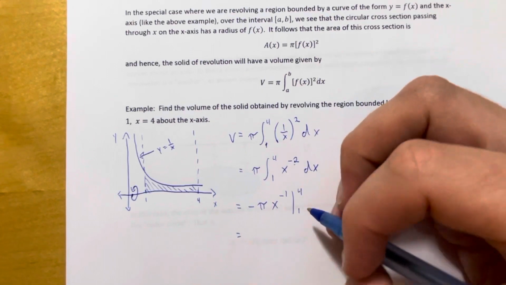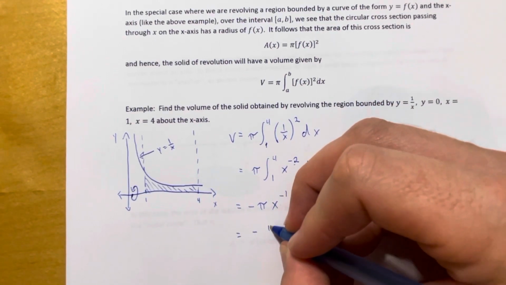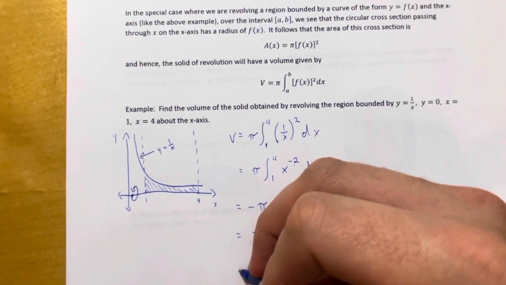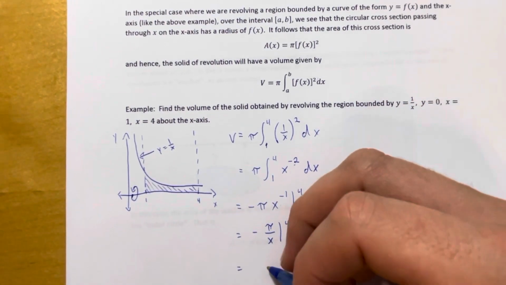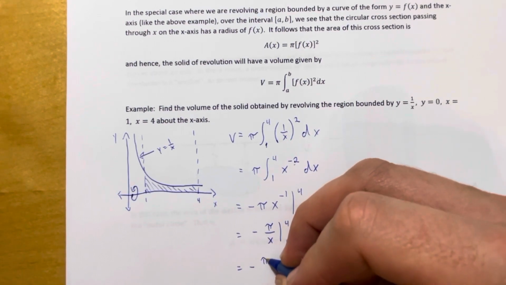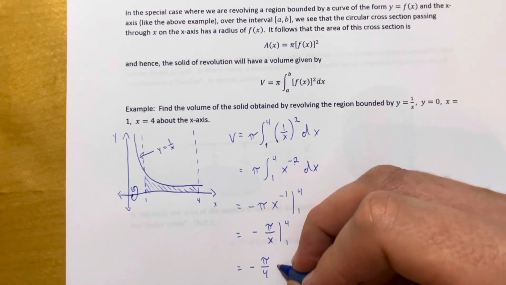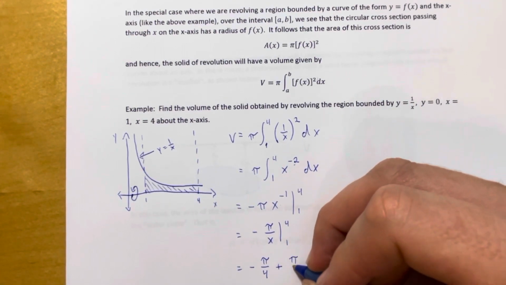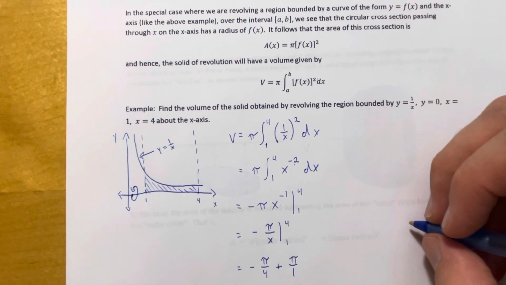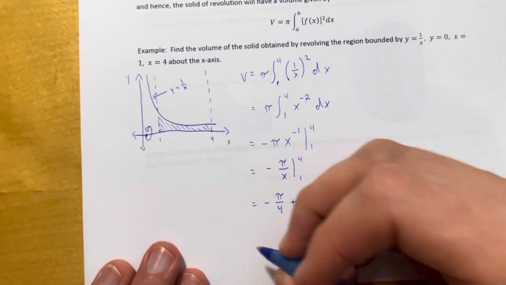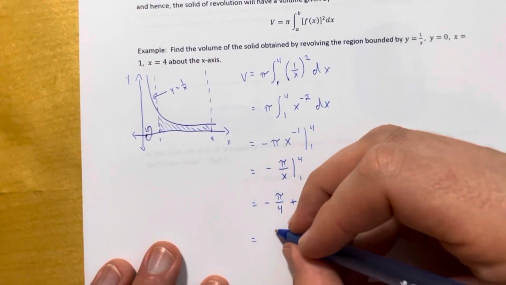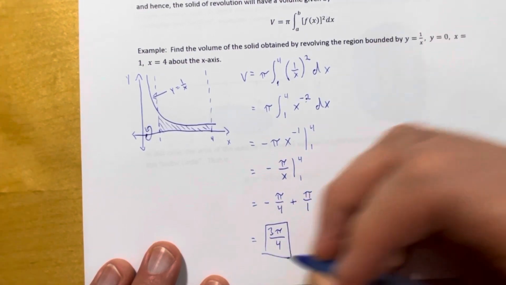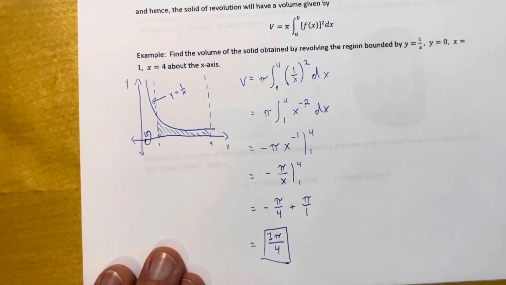I'm going to rewrite this in a slightly different way. This is the same thing as negative pi over x, and that goes from 1 to 4. If I plug that in, I'm going to get negative pi over 4 minus a negative, so that's going to be plus pi over 1. And then from here, if I want, I can combine these. This is going to give me 3 pi over 4. That would be the simplest way to write that.